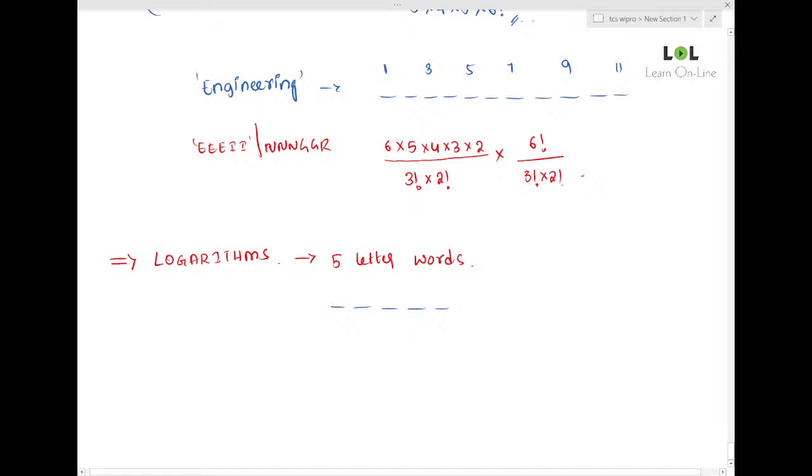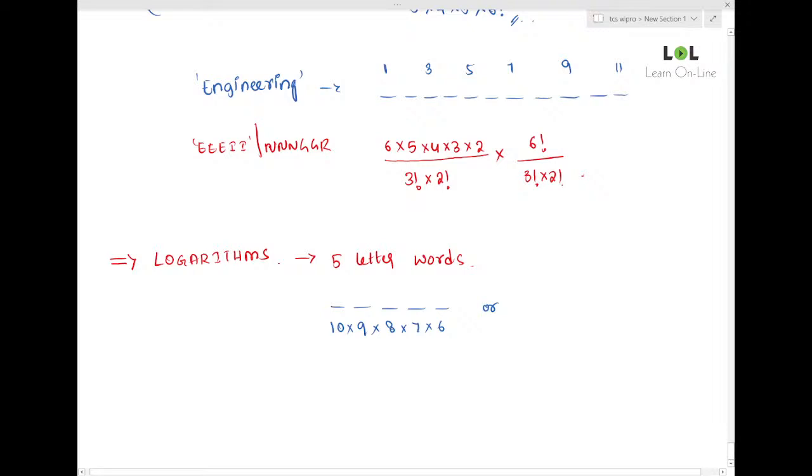Okay. But we want only a 5-letter word. Are there any repetitions? No. So I want a 5-letter word means the first place can be filled in 10 ways because there are 10 letters we have. Second place can be filled in 9 ways. This is 8 ways. This is 7 ways. This is 6 ways. That's all. Nothing much.